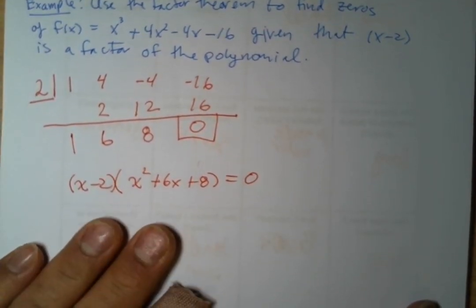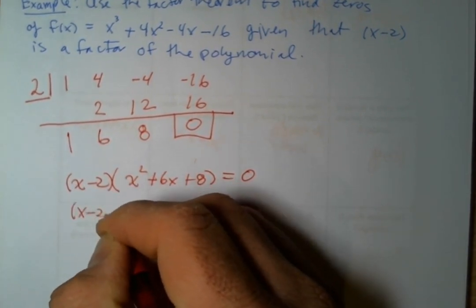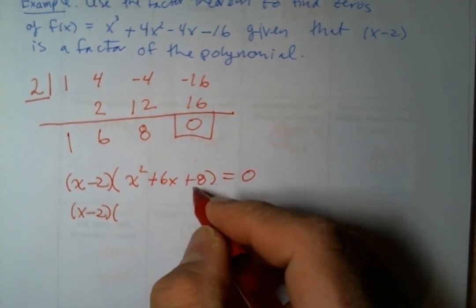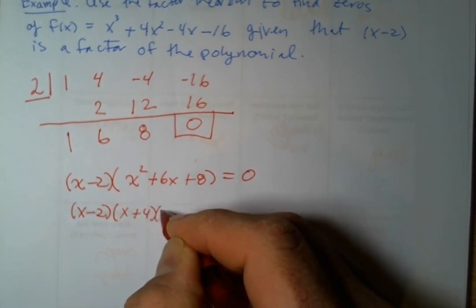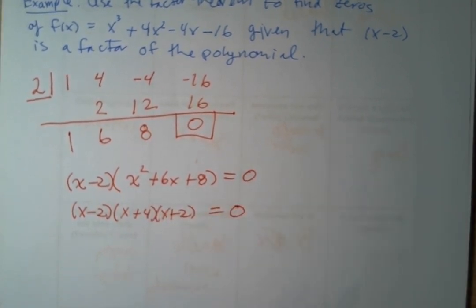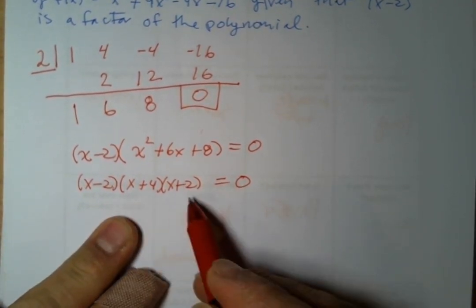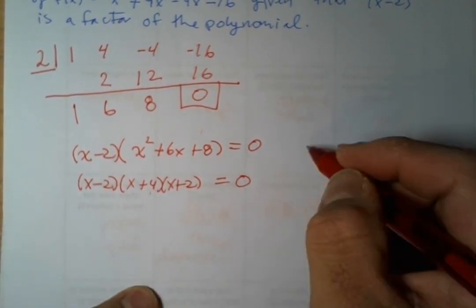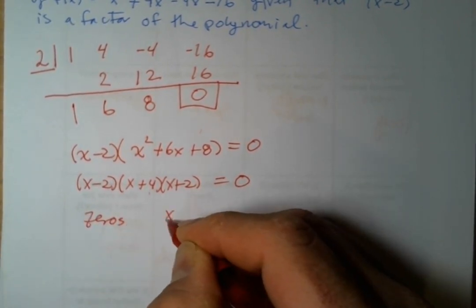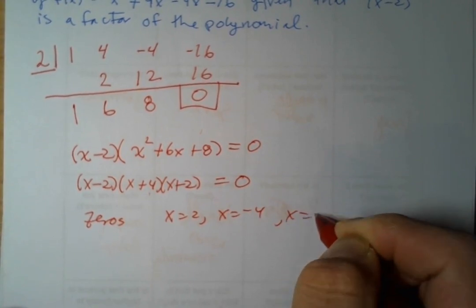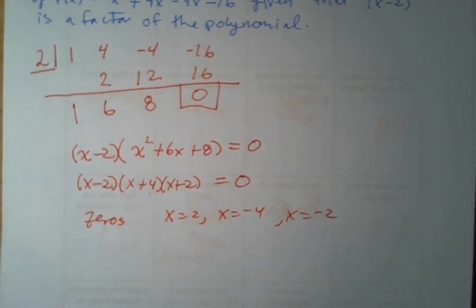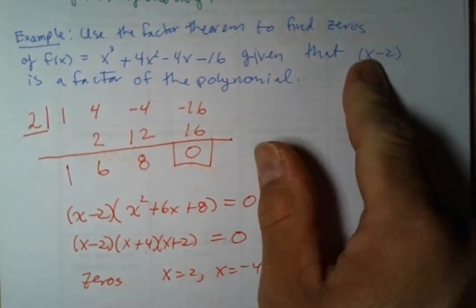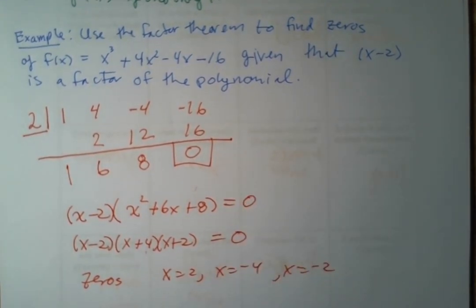From here, just looking at this, I have a quadratic trinomial, and I know I can factor it. 4 and 2 multiply to 8 and add up to 6. So x squared, 2x, 4x, 6x, 4 times 2 is 8. And now I found essentially all my zeros: x equals 2, x equals negative 4, x equals negative 2. The thing that made this possible was that I was given that x minus 2 is a factor, so I know it's going to be a zero.